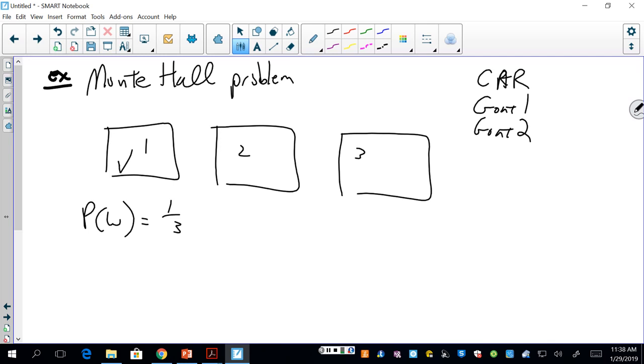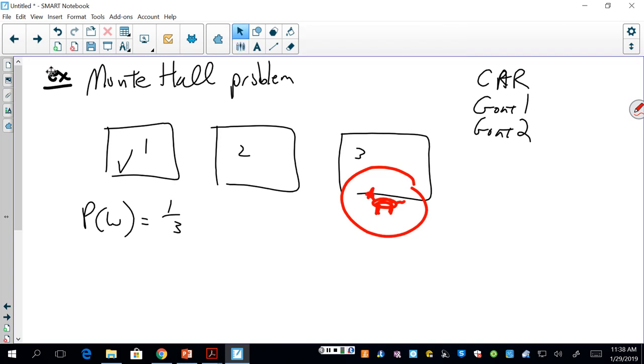So you're really happy with that door? Okay, I'm going to show you something. I'm going to open this one, and there's a little goat here, a little animal with a tail. So there's a goat behind that one, right? Now, do you want to stay with your original door, or do you want to pick number 2 now? You're not going to pick number 3 because there's a goat there.